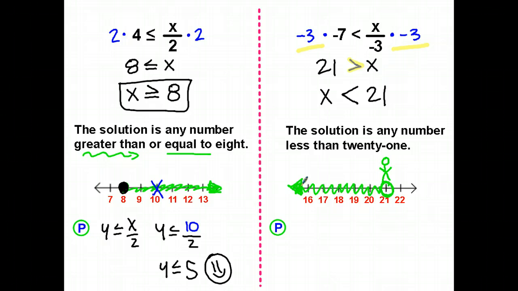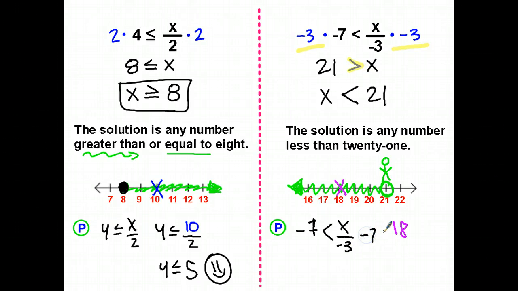Now, just like before, I look up there and I see, okay, it's divisible by 3. So it's important that as we rewrite our original inequality, negative 7 is less than x divided by negative 3, I need to find a value in this number line that is divisible by 3. So I look and 18 should stand out to me. So I'm going to go ahead and put positive 18 into that original inequality.